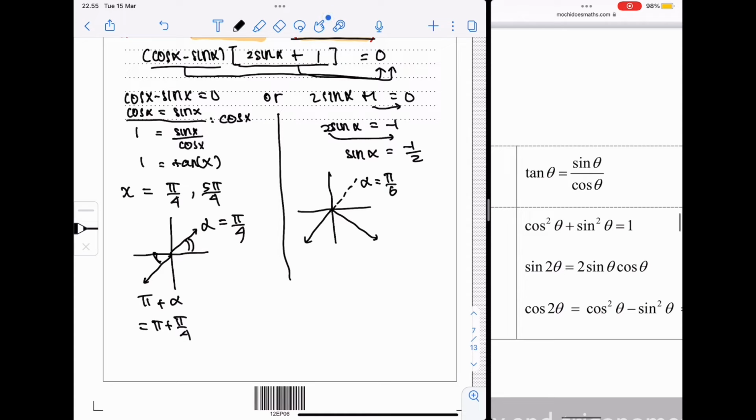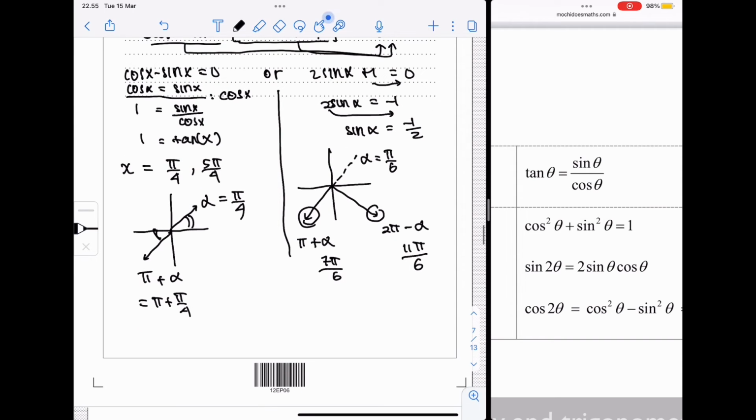But since it's negative, it means the angle belongs to the third and fourth quadrant. For the third quadrant, it will be pi plus alpha, pi plus your angle, 7 pi over 6 then. And for the fourth quadrant, that will be 2 pi minus angle, 11 pi over 6.